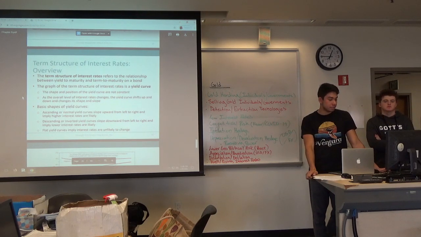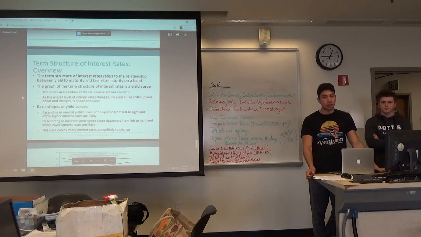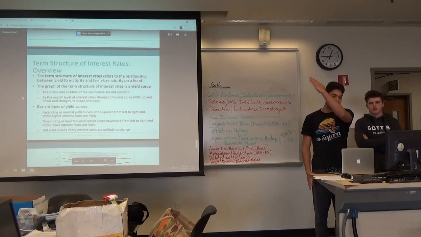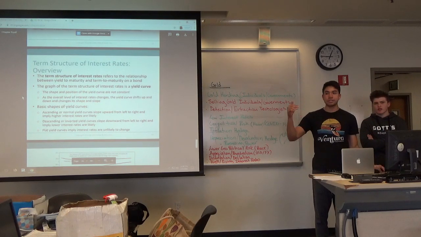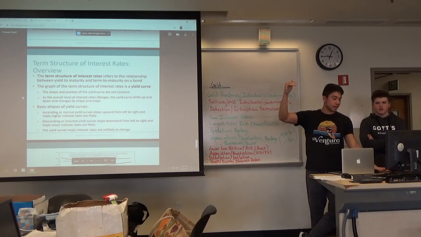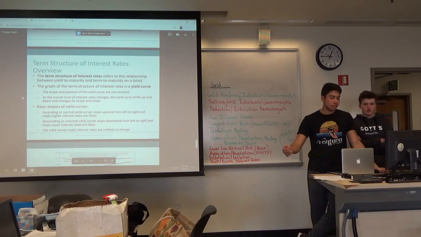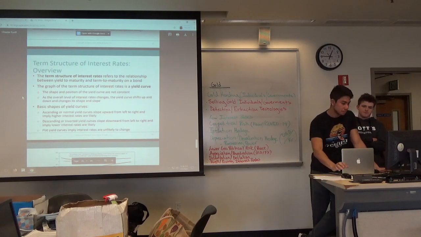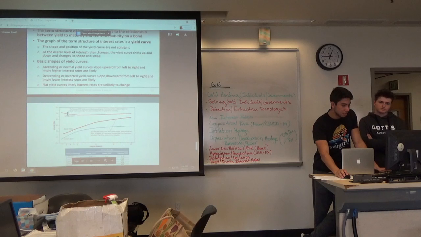So the basic shapes of the yield curve are ascending, or normal, which is when it goes up for a longer maturity time. Descending, or inverted, which is the sign of a recession, when shorter term interest is higher. And then flat yield curves, which implies that there's no change in the rate over time. So these are just examples of them. We've seen them.